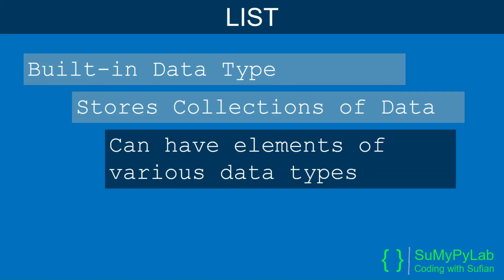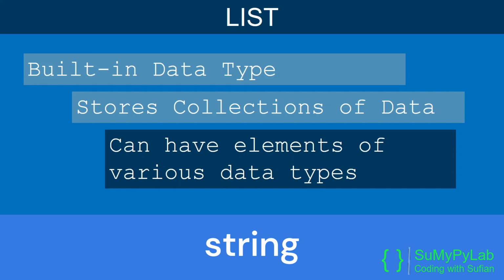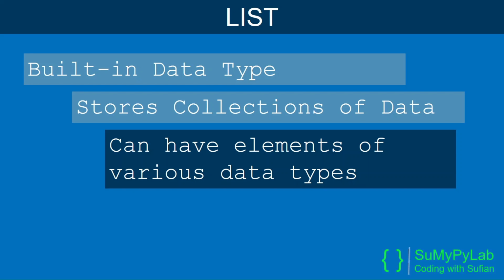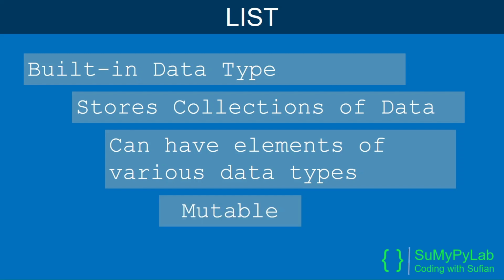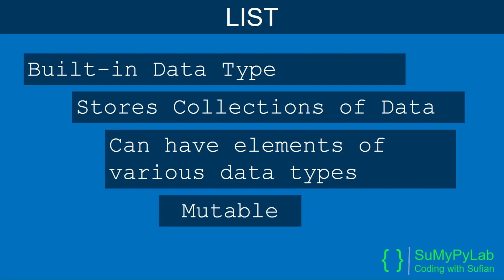A list can have elements of various data types such as integer, float, string, tuple, dictionary, etc. Even a list can be an element of a list. Python lists are mutable. That is, we can modify the elements of a list after it has been created. So, a list can be defined as a collection of data that is mutable.